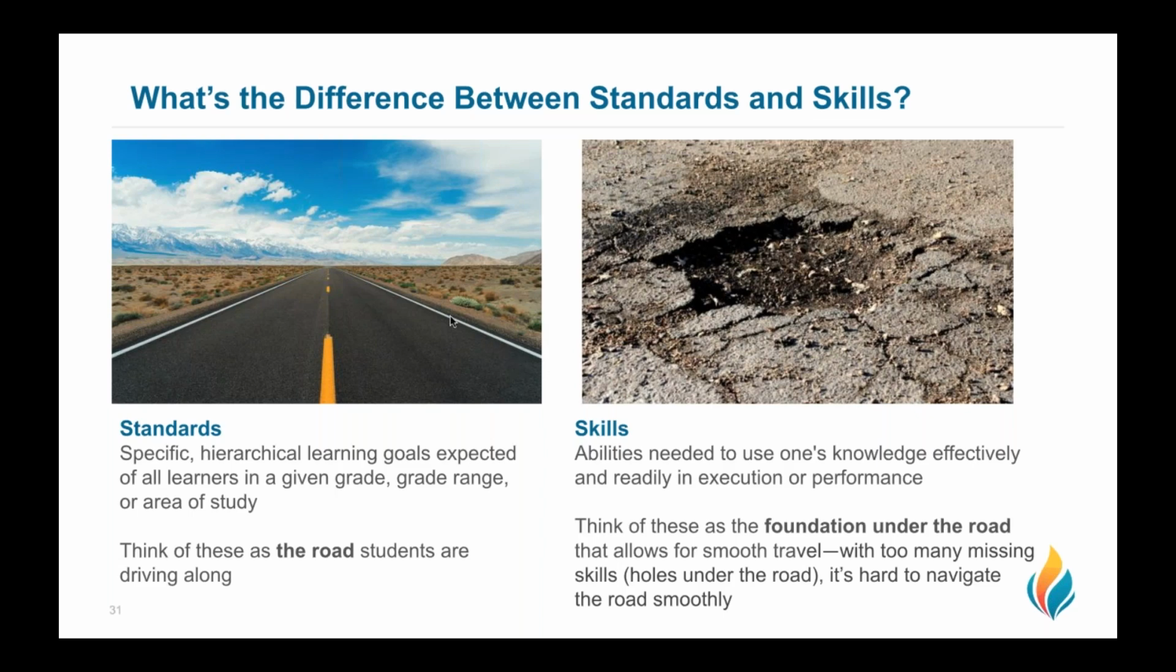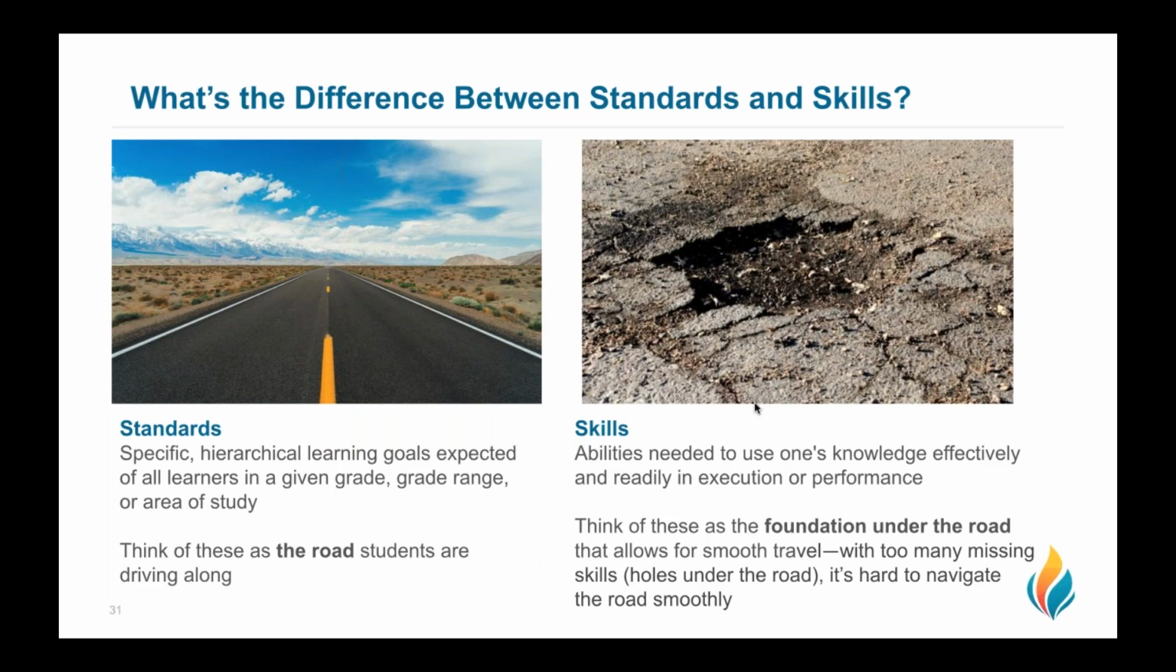So I like to think about standards as being that road that a student's traveling down. It's the learning goals expected of a learner by the end of a given grade or grade range or area of study. Imagine, going back to the example I used earlier, your 3rd grade math standards. By the time that year is over, that is the road students have traveled down. They may have wavered left and right. They may have gone slower in some portions and faster in others, but by the end of the year, we want them to be relatively proficient in every one of those standards from within their grade level. So we want them to reach the end of the road, regardless of their pace or the exact path they took to get there.